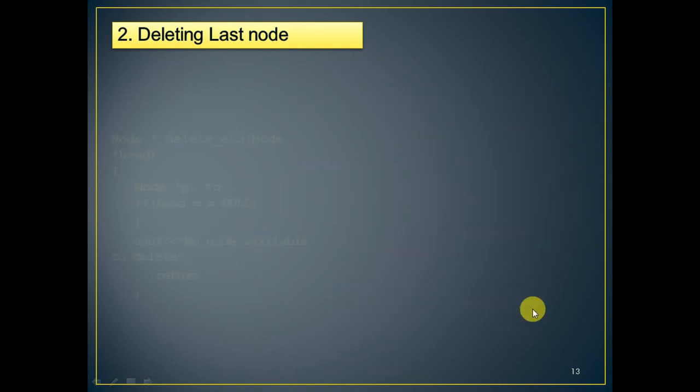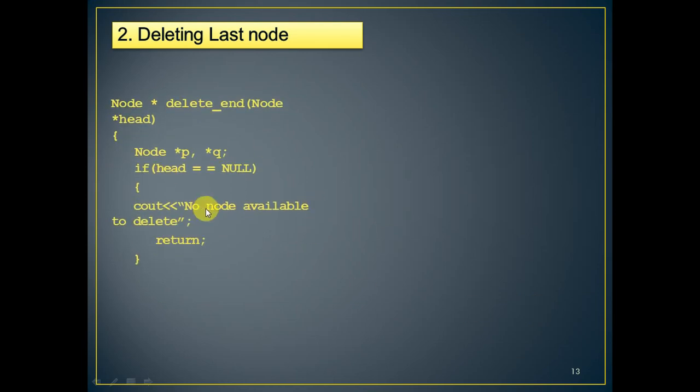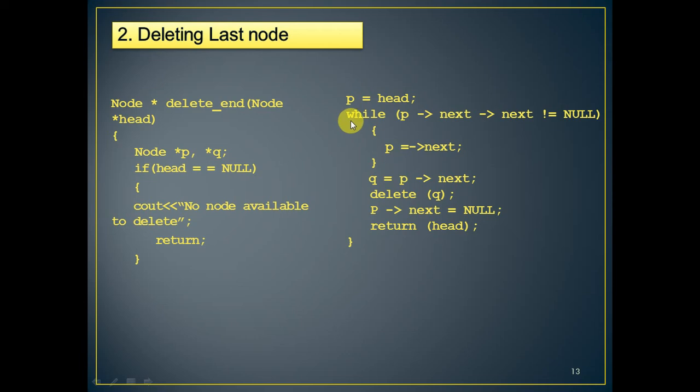Okay, then pseudo code for this. For the deletion of the last node, first of all we check the head pointer: if head is equal to null, at that time no node is available in our list to delete. Otherwise we set the pointer variable at the head, and we traverse that pointer variable up to the last but one node, that is, while p points to next is not equal to null, we traverse the p pointer variable, that is p is equal to p points to next.